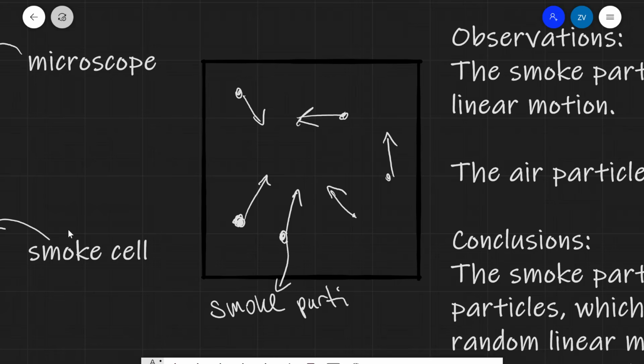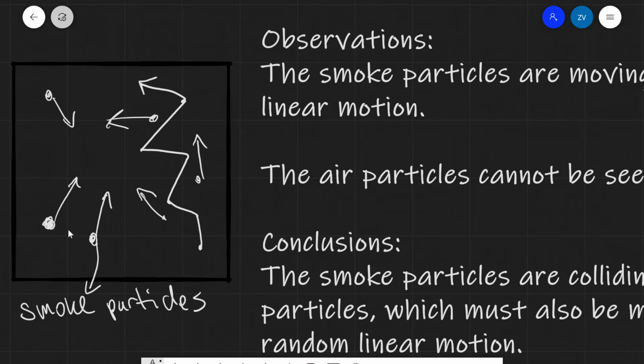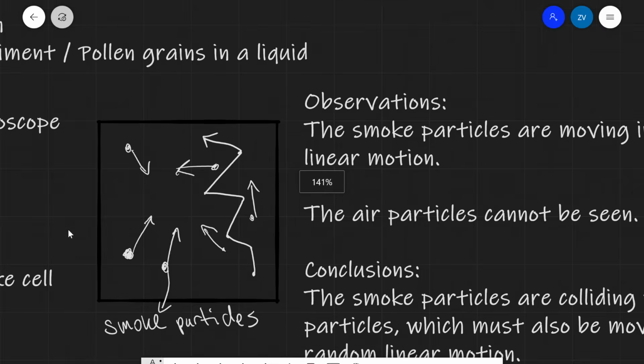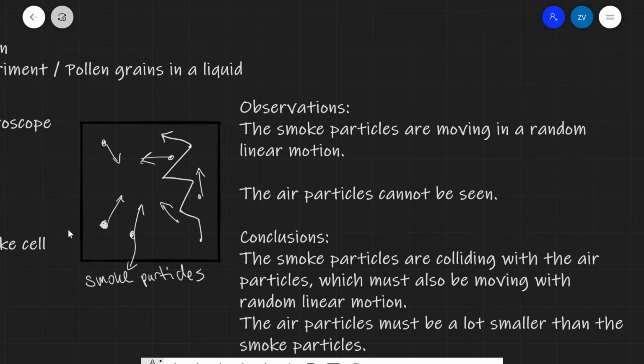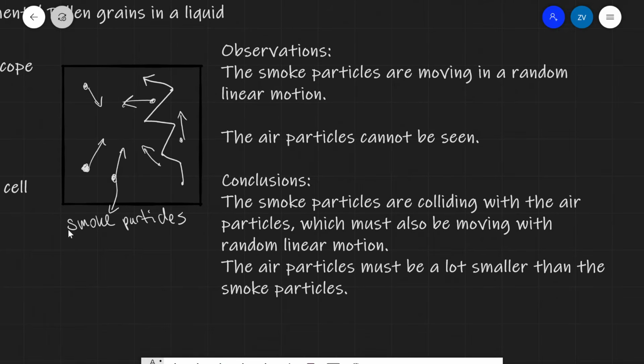Now they tend to move completely randomly. So for instance, you can have a particle which goes here, then here, then here, and there, etc. The smoke particles are moving in a random linear motion. So this is really, really important. They're moving in a random linear motion. Additionally, the air particles cannot be seen. We only see the smoke particles.